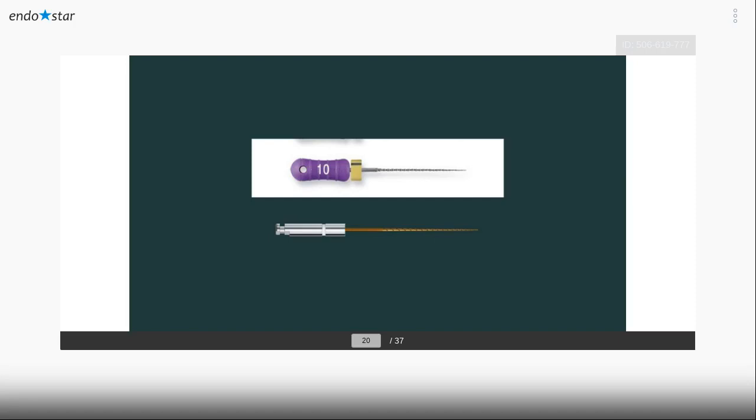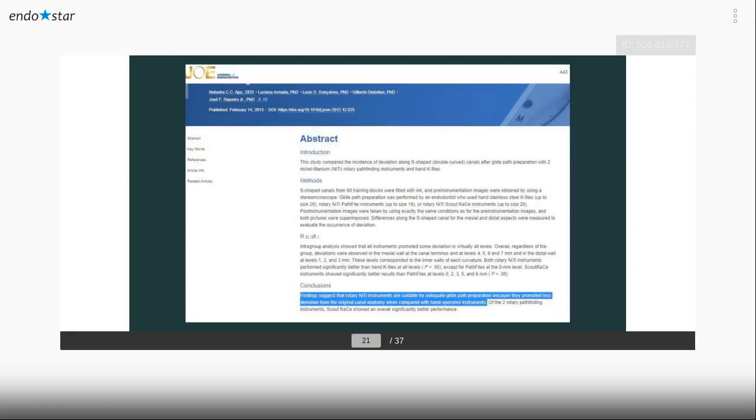Now, the debate of manual versus mechanical glide path file has been there for a while. Let's look into some scientific data for this comparison. Now, this is a study which shows us that rotary NiTi instruments are suitable for adequate glide path preparation because they promote less deviation from the original canal anatomy when compared with hand operated instruments.